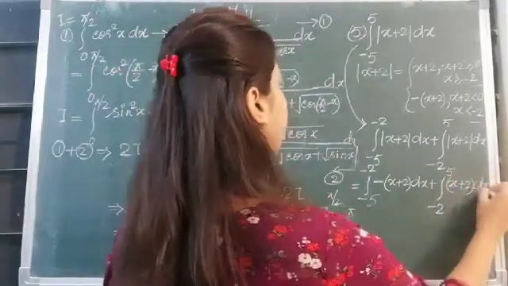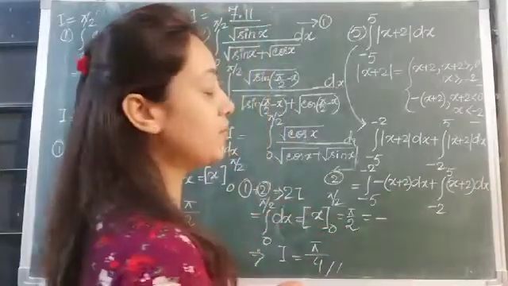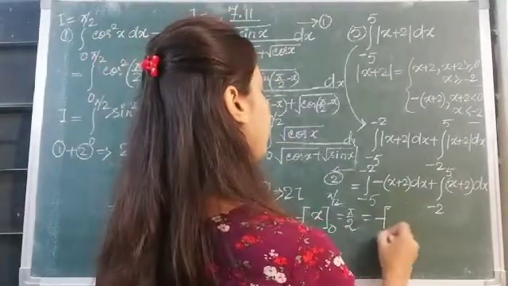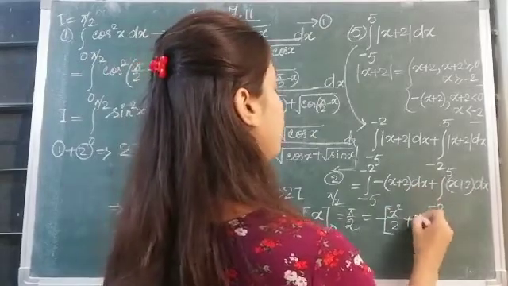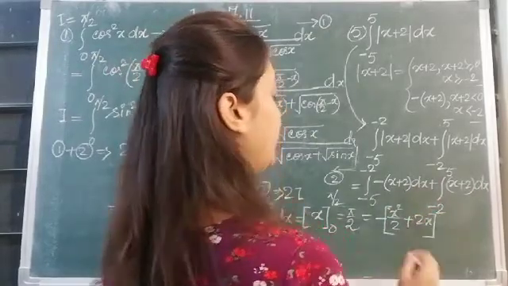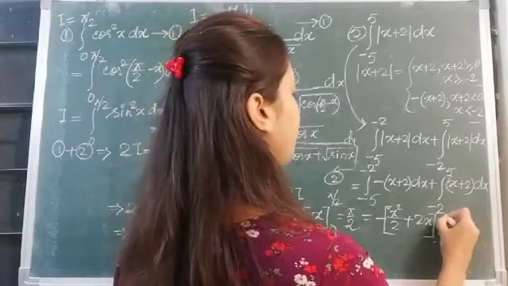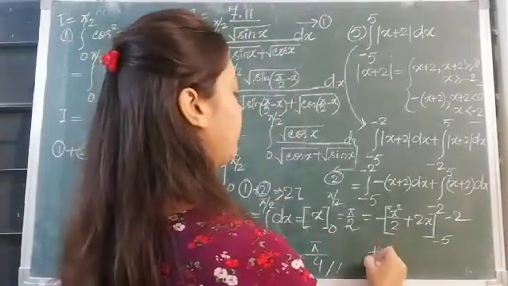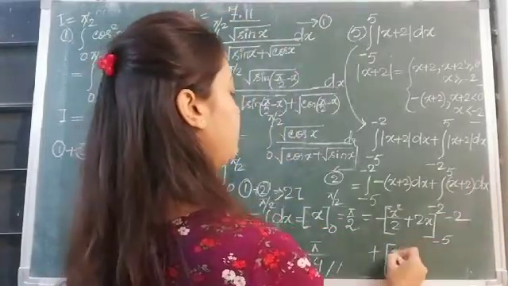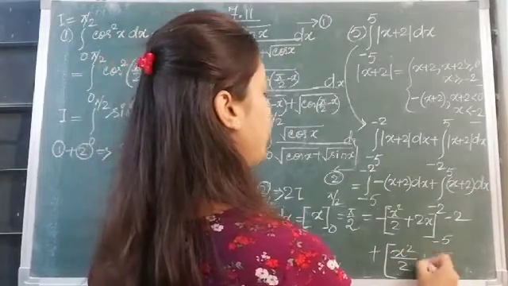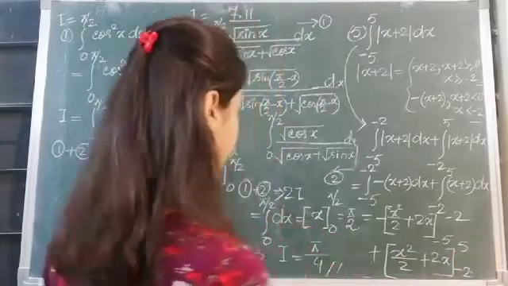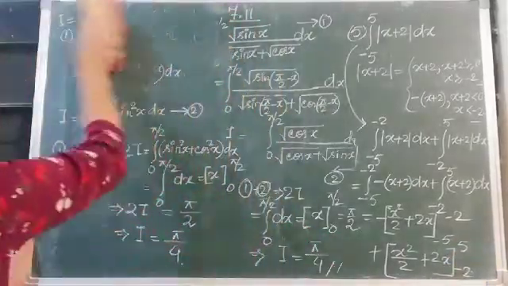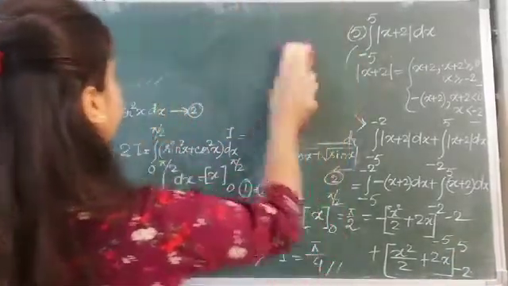Now integrate it. So integration of x we know that is equal to x square by 2 plus integration of 2 is equal to twice x, and here the limit is from minus 5 to minus 2, plus integration of x plus 2 is x square by 2 plus twice x, and here the limit is minus 2 to 5. Now substitute the limits, you'll get the answer.